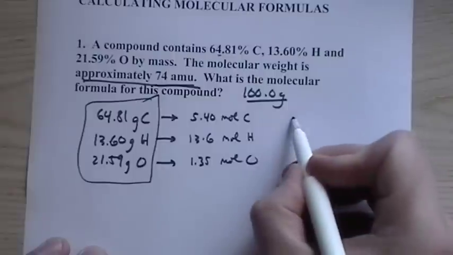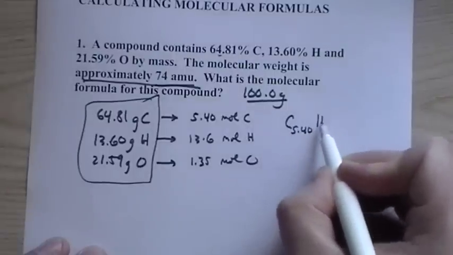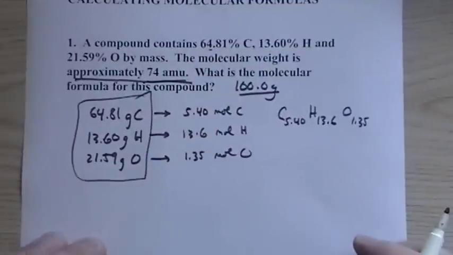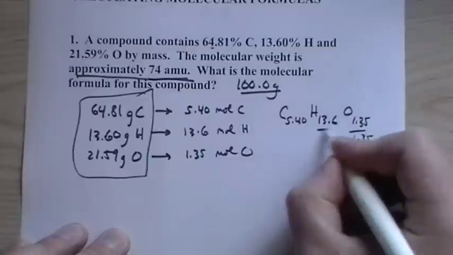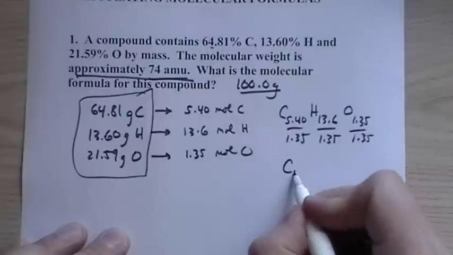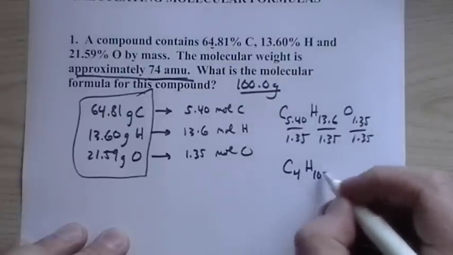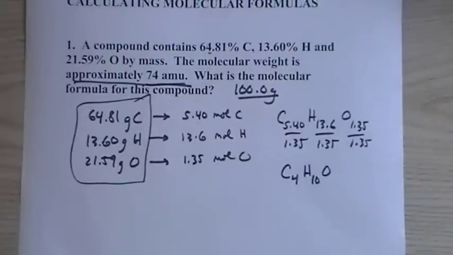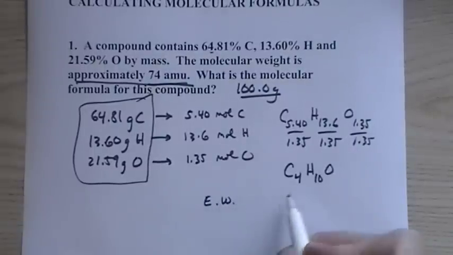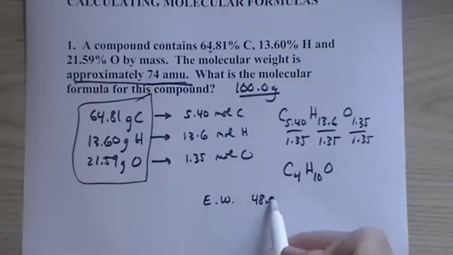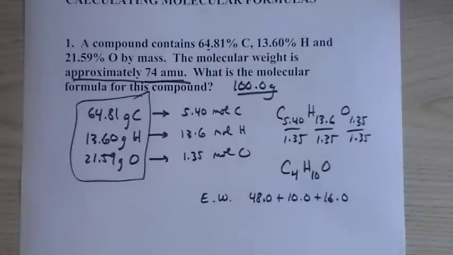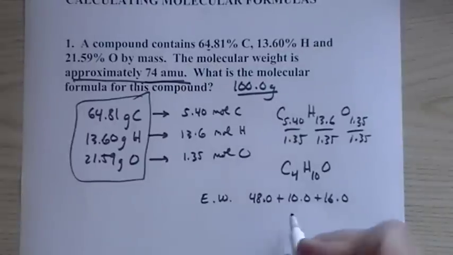Now when we do that, we can find the empirical formula. We divide by the smallest number and hopefully get whole numbers. If we don't, then we might have to multiply through by a single number to make sure everything is an integer. Turns out everything's an integer here. Now the empirical weight, EW, is going to be 48 plus 10 plus 16. So 48 plus 10 plus 16 is 74.